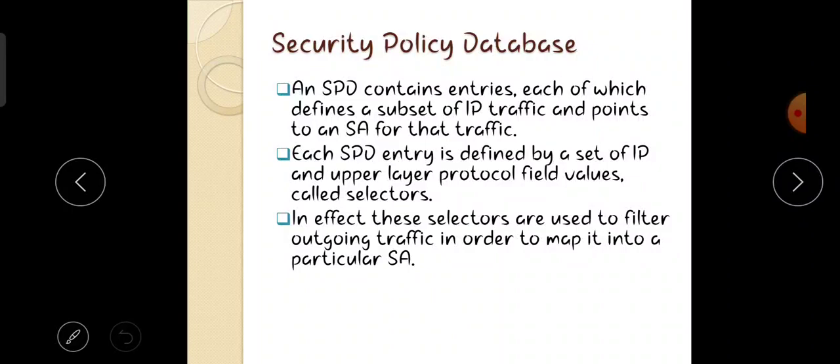That is, in the simplest form, an SPD contains an entry which defines a subset of IP traffic. For an IP traffic, it may contain a subset of entries and points to an SA for that traffic. Each SPD entry is defined by a set of IP and upper layer protocol field values called selectors. In effect, these selectors are used to filter outgoing traffic in order to map it into a particular SA.